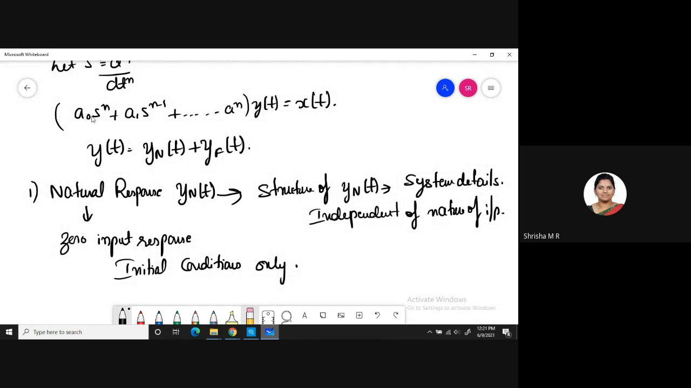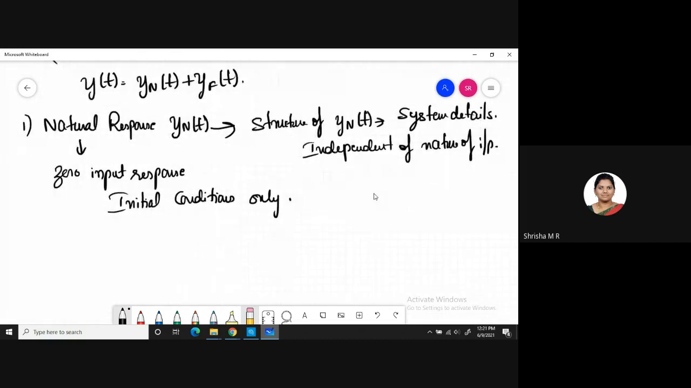a0 into s to the power n plus a1 into s to the power n minus 1 plus up to an, into y of t, which is equal to x of t. So the characteristic equation is this one. The roots of the characteristic equation will determine the time domain expression for the zero input response. So the characteristic equation is a0 into s to the power of n plus a1 into s to the power n minus 1 plus so on up to an, which is equal to 0. The roots of this characteristic equation will determine the time domain expression for the zero input response.